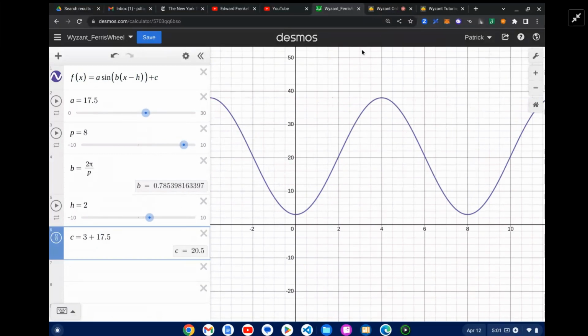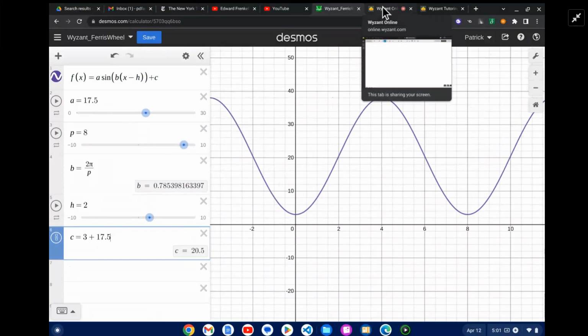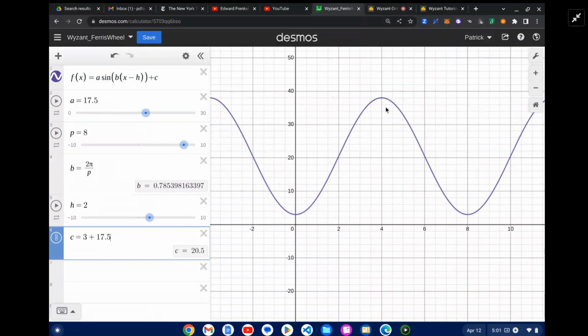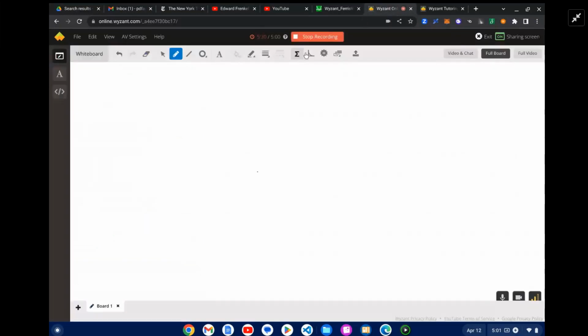So anyway, I hope that helps. Once you get your function set up, you can get the amplitude from there, the midline from there. You can send your answers to us, and we'll take a look and see how you did. All right, hope that helped.